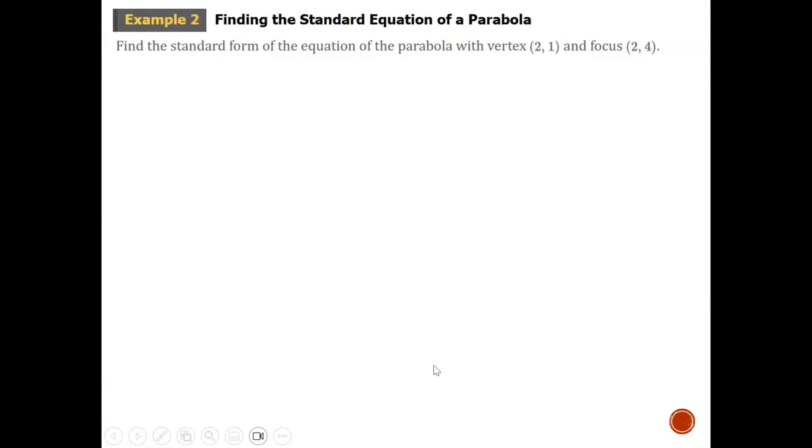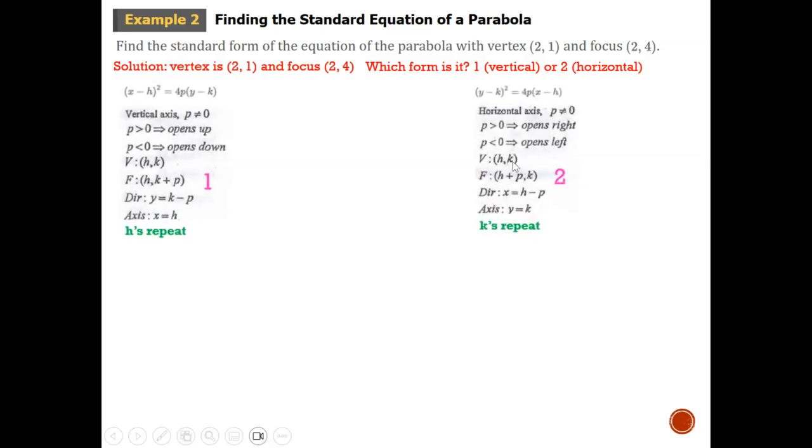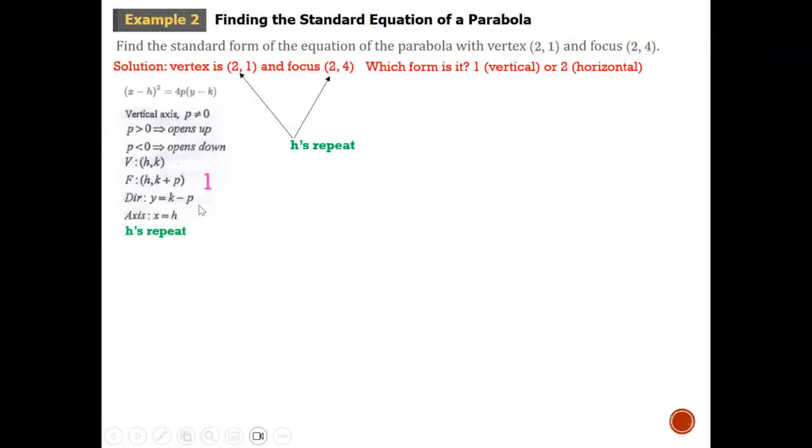Now, there's another one. Find the standard form of the equation of the parabola with the vertex (2, 1) and the focus (2, 4). So again, we have the vertex and the focus. Same thing as before. Which one is it going to be, 1 vertical or 2 horizontal? That's my vertical, that's my horizontal. If you notice here, the H repeats, or the X value repeats. So it's going to be number 1, because in number 1, the vertex and the focus have the same H, or the same X.